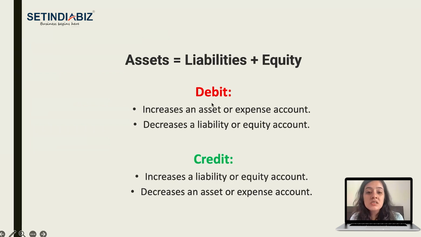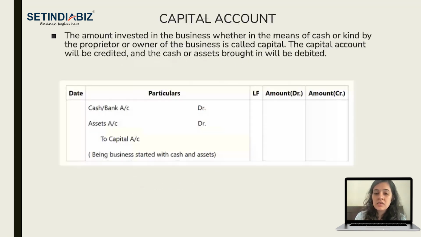Now, what does the debit and credit rule say? Debit is red, right? This means whatever is coming in. It increases an asset or expense account. Whenever the asset is increasing or the expense is increasing, we will debit it, right? For example, cash is being brought to the company. The entry which we were just seeing, cash is the asset, right? Cash is the asset. It is being debited because it is increasing in the company.